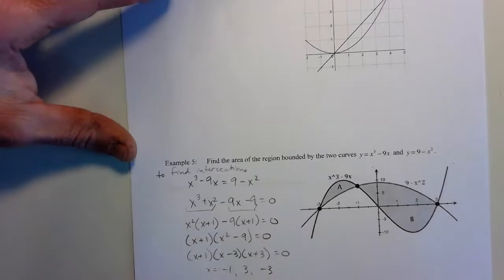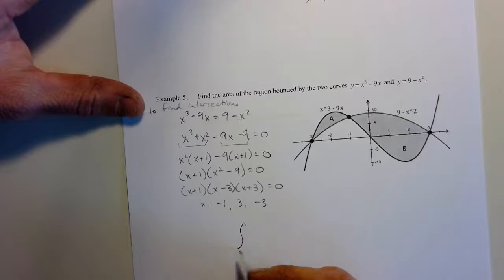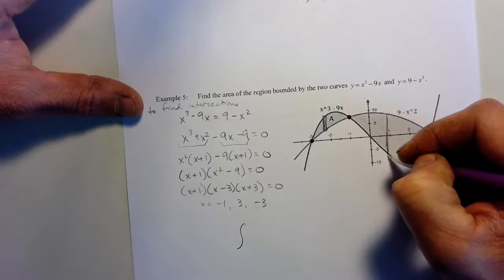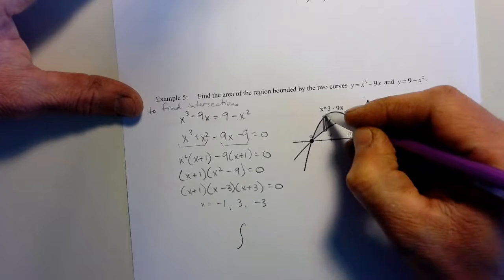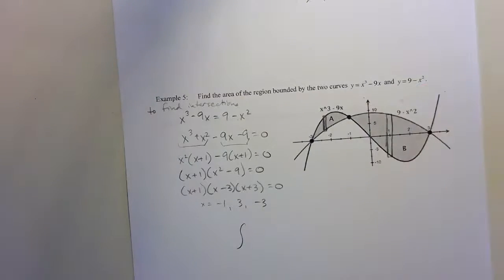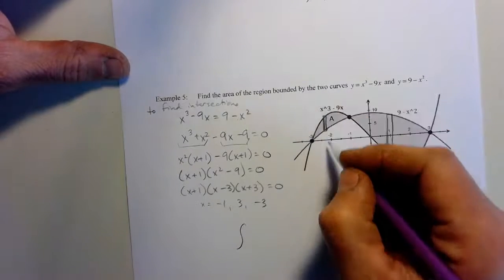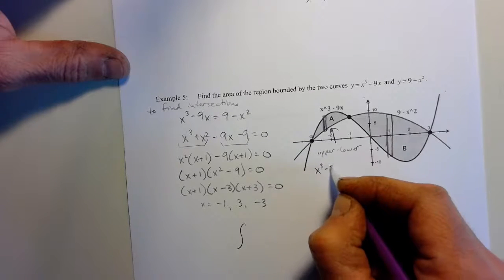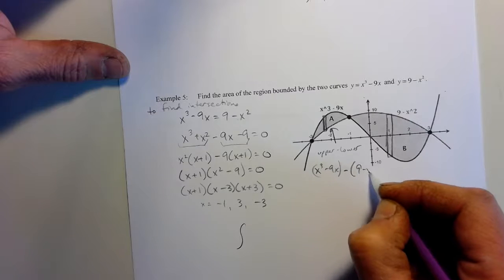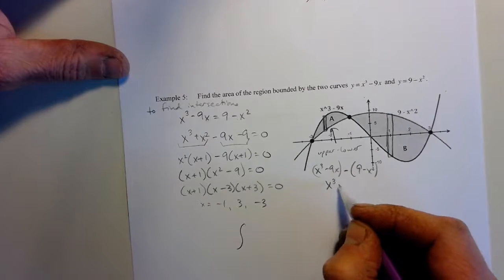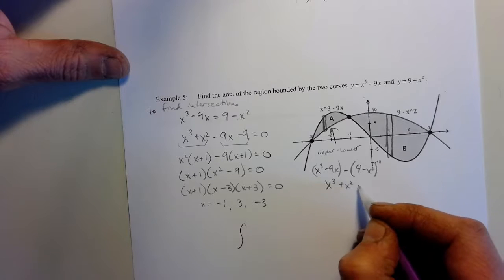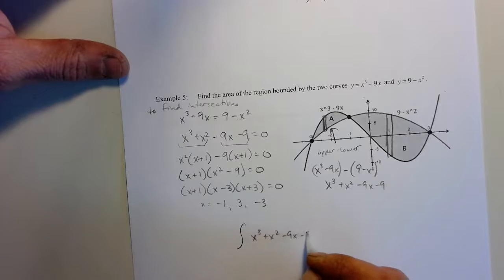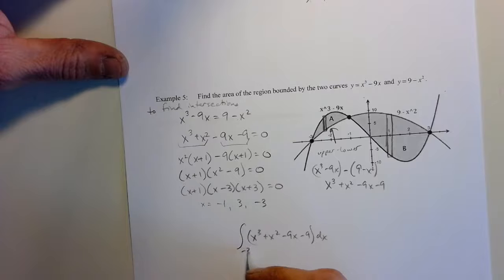Okay, so if we look at this, here's my rectangle for region A, and there's my rectangle for region B. For region A, I can see that x cubed minus 9x, which was labeled for us, is the larger one. So for this one, the upper minus the lower would be x cubed minus 9x minus the 9 minus x squared. Okay, so that's the integral I'll use. It's from negative 3 to negative 1.